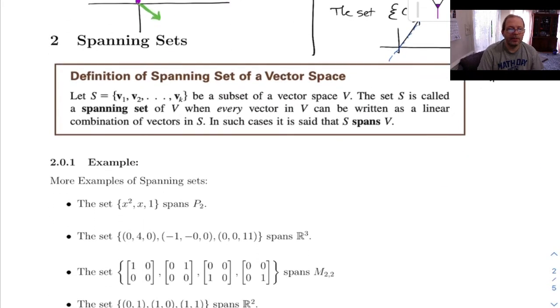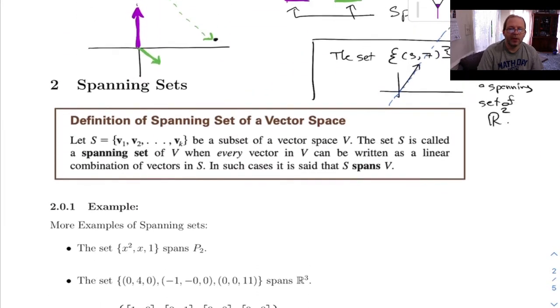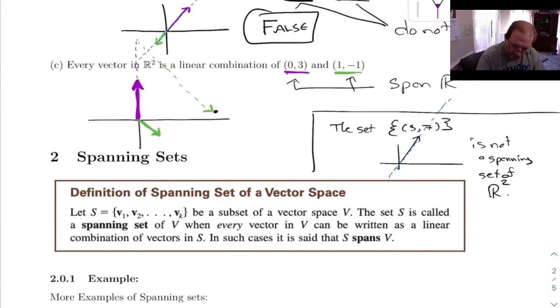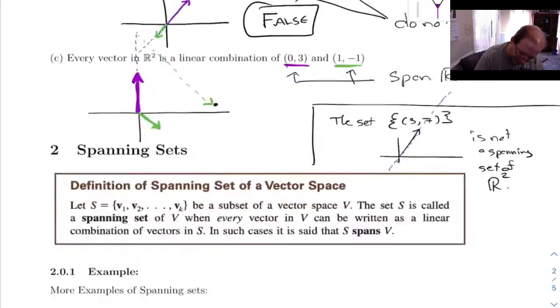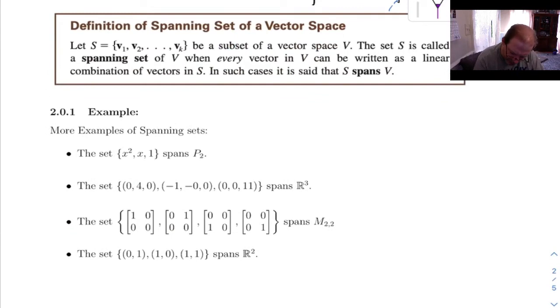So down here, I've got several examples. One thing I want to mention first is in order for something to be a spanning set of R2, it's got to have at least 2 vectors in it. If you've only got one vector, all you're going to get is a line. So let's look at a few different examples. Examples of spanning sets of different vector spaces.